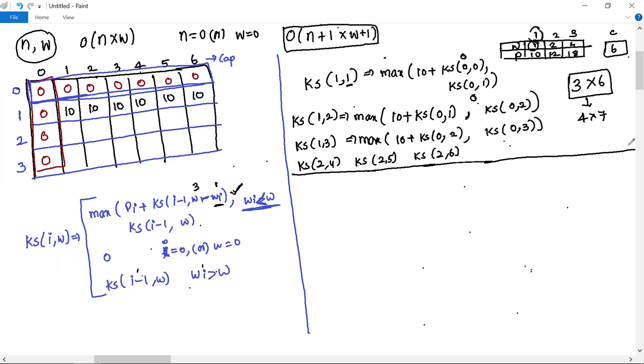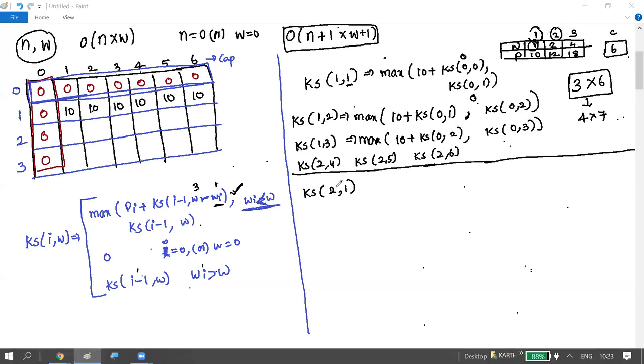Now what do I need to do? KS of 2 comma 1. What is the meaning of this one? We are having two objects and the capacity is 1. Now I need to take the second object. Why? Because I am taking the second object and the first object also, I will take both objects. Please understand, again I am repeating: 2 means it is not about the second object, it is about two objects.